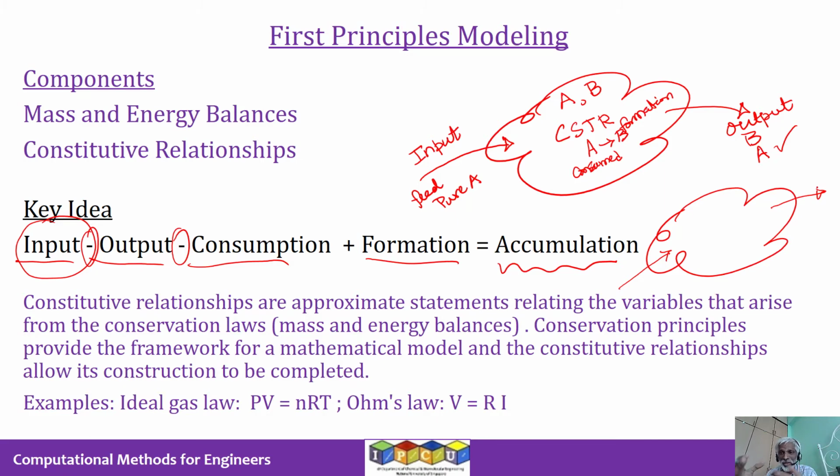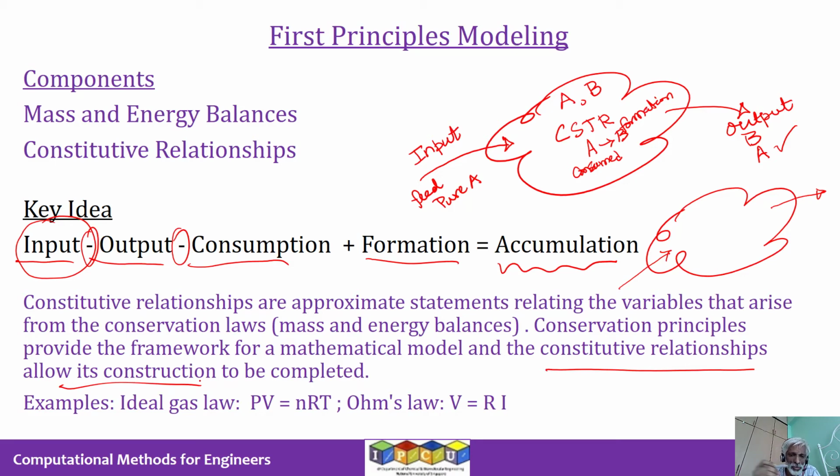So we will look at this in several examples to follow. We will look at mainly chemical engineering systems, but we will nevertheless look at it. Now, one word on constitutive relationships, or approximate statements, right? They don't come from conservation principles. They are just approximate statements noted by people who have operated the system. And basically, they link the variables that you see in the conservation laws. With the constitutive relationships included in the model, only then is the mathematical model completed.